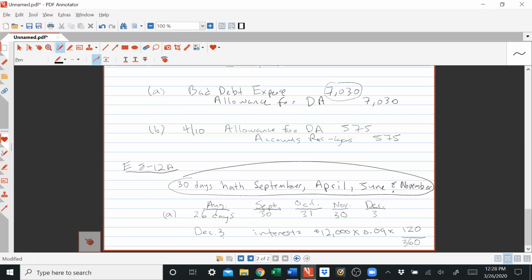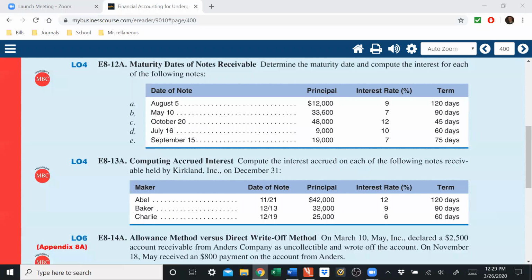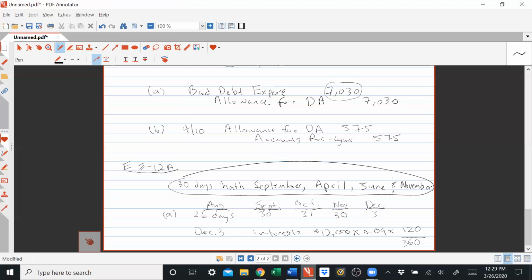I was just kind of going ahead and not thinking. The interest calculation though is principal times the annual rate times the portion of the year that we're dealing with, and it's 120 over 360. We assume for interest calculations that there are 360 days in a year. Whenever we're dealing with notes where the term is given to you in days, we assume that there are 360 days in a year. So if you read chapter 8, you'll see that in the book.